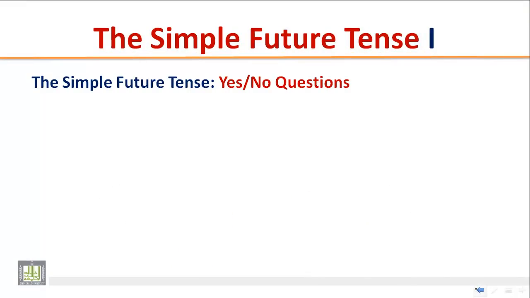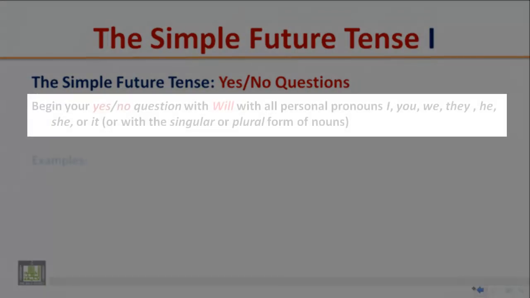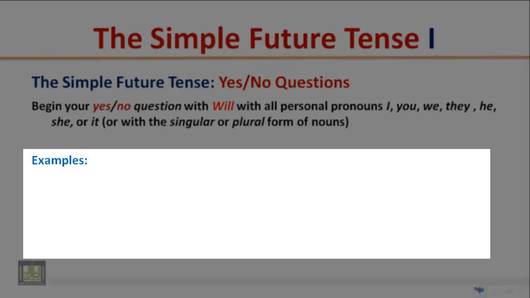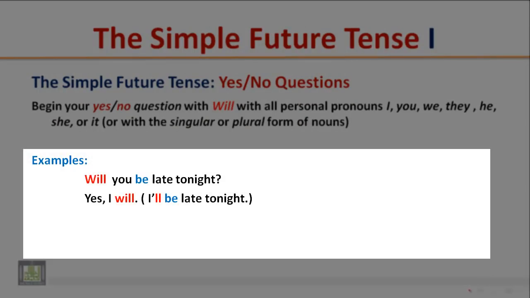The simple future tense: yes-no questions. Begin your yes-no question with will, with all personal pronouns, I, you, we, they, he, she, or it, or with a singular or plural form of nouns. Examples. Will you be late tonight? Yes, I will. I'll be late tonight.